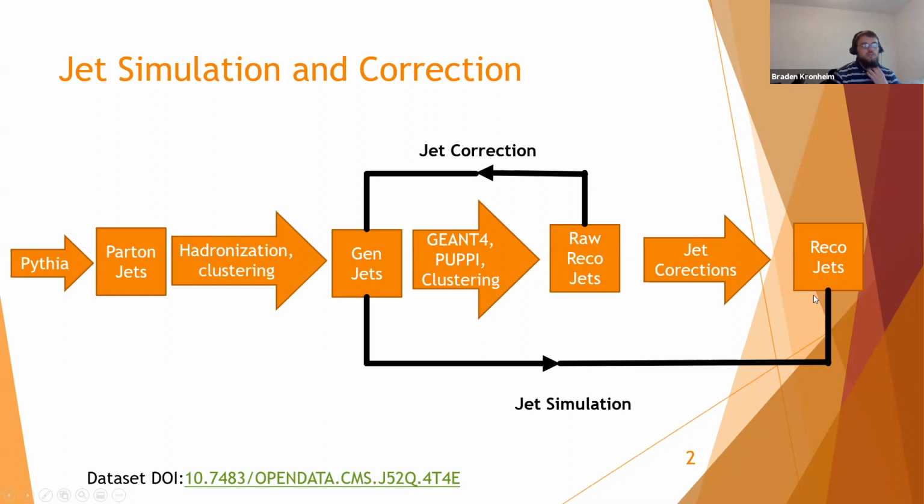The two tasks that I worked on over the summer using the quantile nets are what I'm going to call the jet correction task, which is essentially replacing these jet corrections with results from a quantile neural network, going from raw reco jets to as close as we can to the gen jets. And then also a jet simulation, where we go from gen jets to the reco jets, bypassing the extremely time-consuming Geant4 simulation. The data set that we used was from CMS data, and the DOI is there.